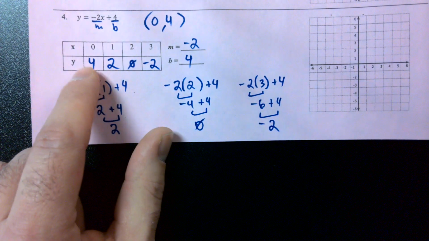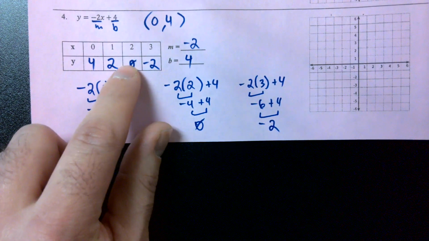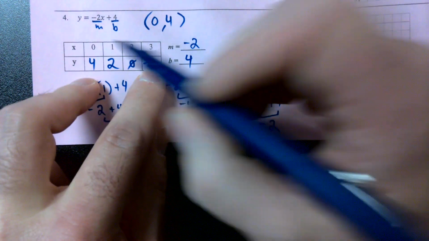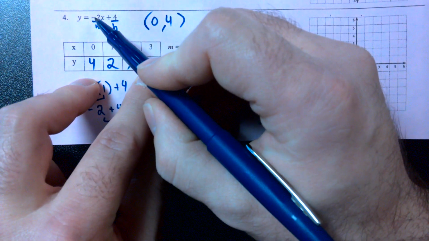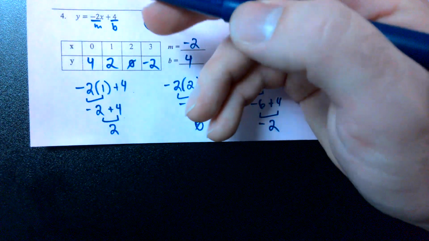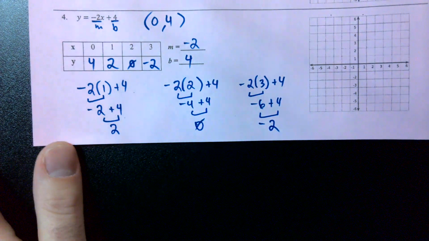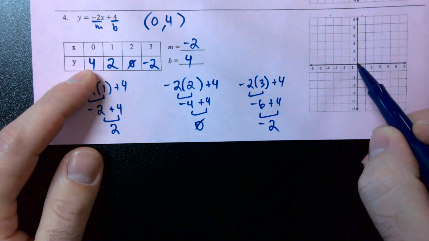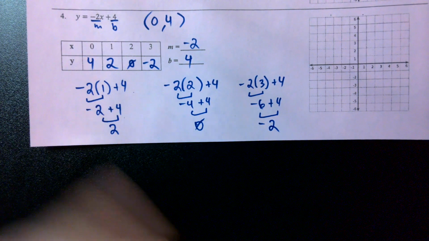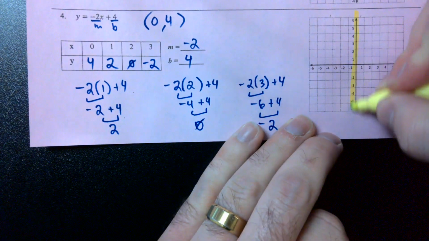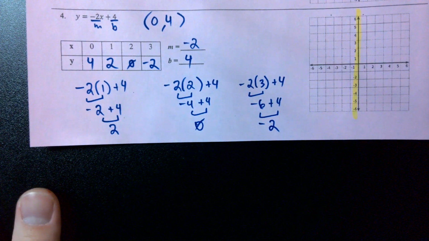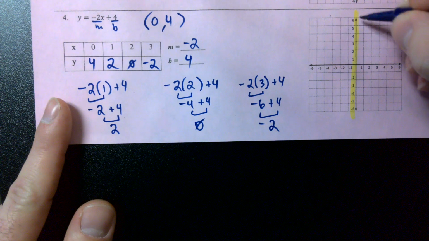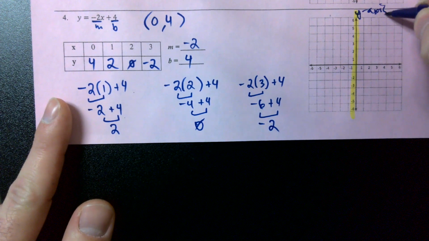So we can see that my y's are going down by 2 every time. -2, -2, -2. Does that match my slope? Yes, it does. My slope is -2. I should see a change of -2 on my table. So if I plot these points, I'm going to start at the origin. 0, 4, I know has to be directly on this yellow line. What do we call that yellow line? The y-axis.